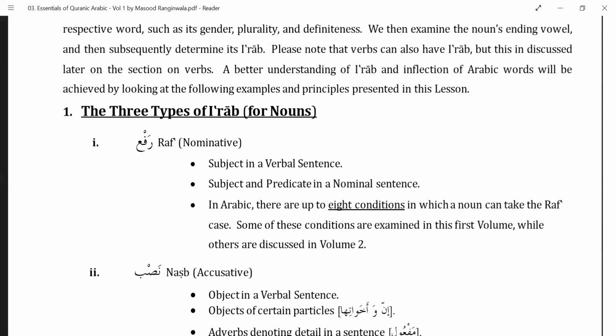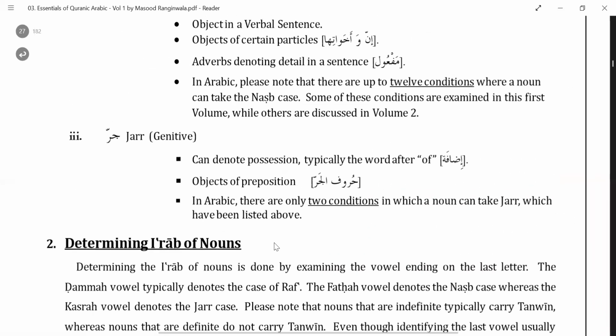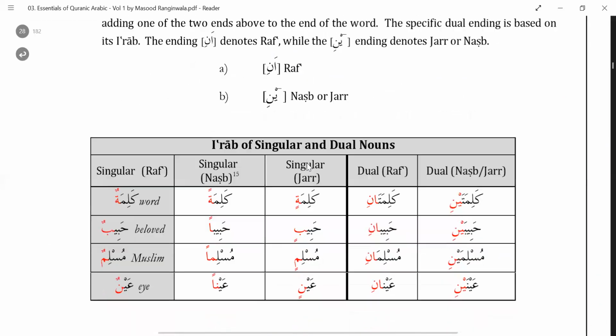So the one doing the action, who is the actor, is always in rafa, which is ending in dhamma. So a doer always ends in a dhamma. The one who is being acted upon, or the details of the action, are in fatha, in nasb. And something that is not connected with the action is in kasra, which we saw; there are only two cases. If you have a possession, book of so and so, or his book, or a preposition, like in the bag. So in is a preposition. So anything that comes after a preposition will be in jar, in kasra. So that is what is being said here.